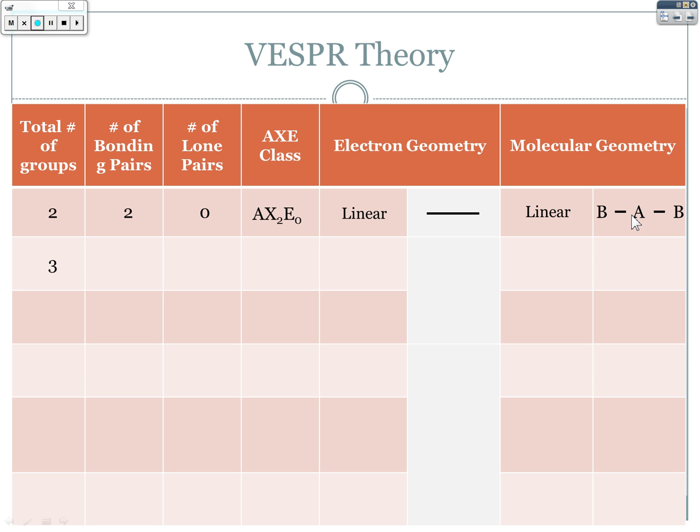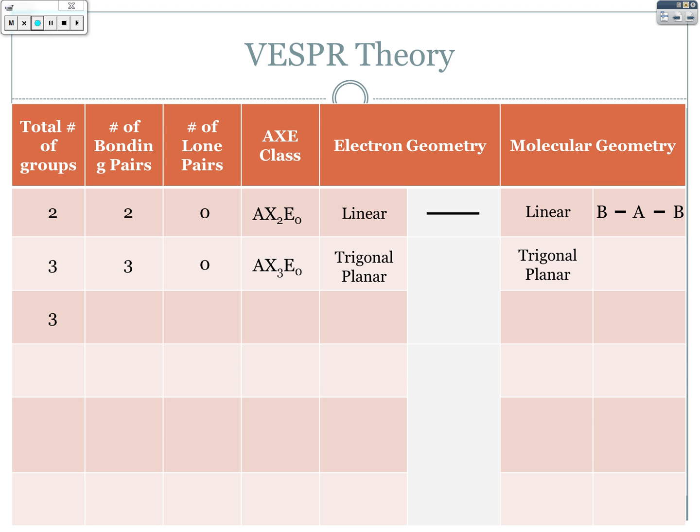So if we have 3 groups around the central atom, and 3 of them are bonding, and none are lone pairs, we have an AX3E0, which for the electron geometry is called trigonal planar. And so it also has a molecular geometry of trigonal planar.